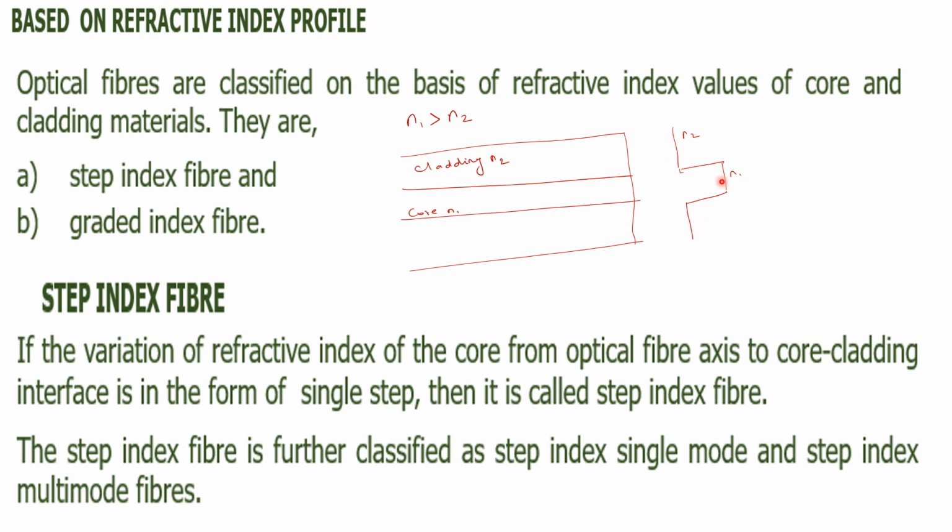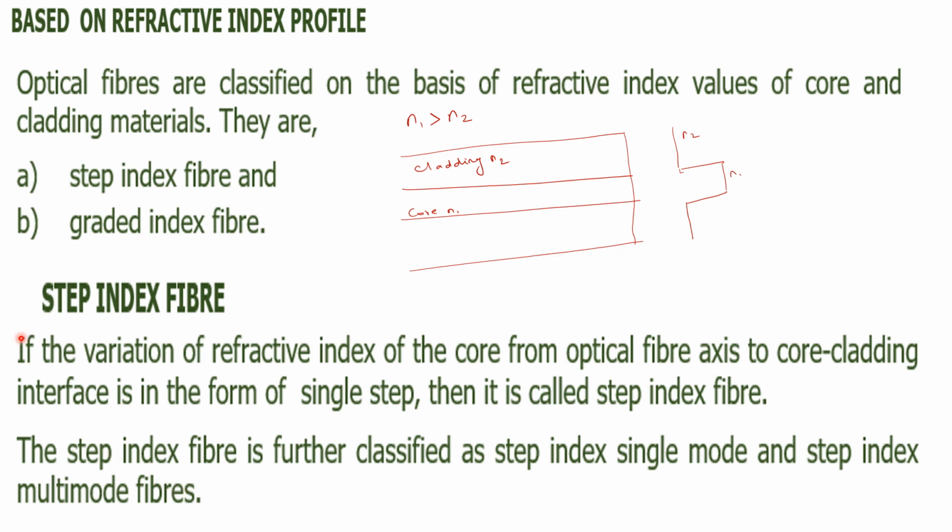So what does it mean? Means refractive index will be either N1 or N2. So it is something like a step, only two values, either 1 or 0, either up or down, like that. So if you are in the core, it will be N1. If you step down to cladding, it will immediately jump down to N2 value. There won't be any value in between. Similarly, this side also. So that is the meaning. So it is called as step index optical fiber.